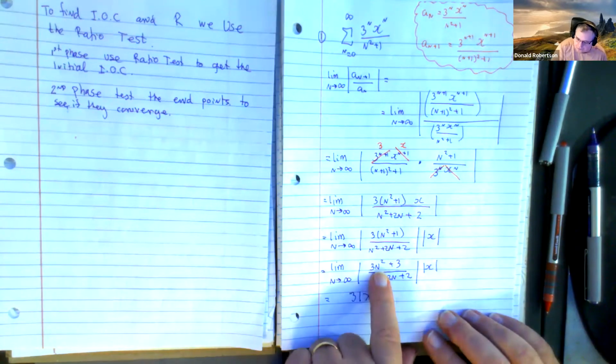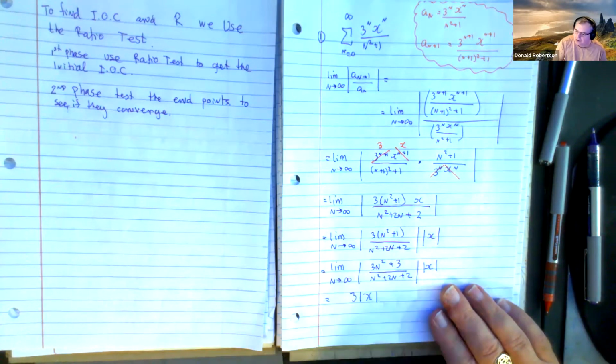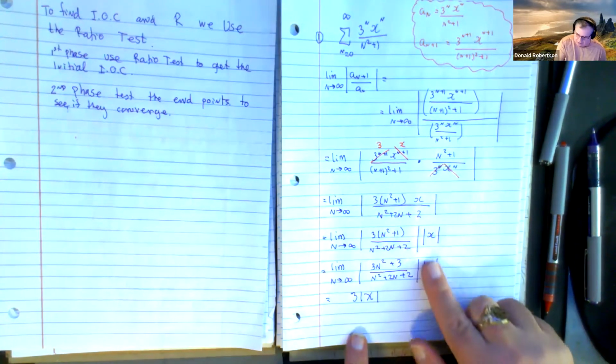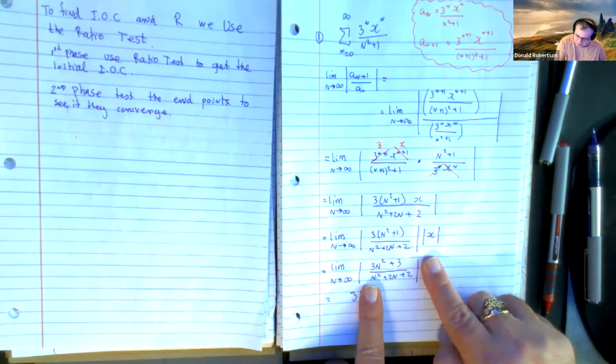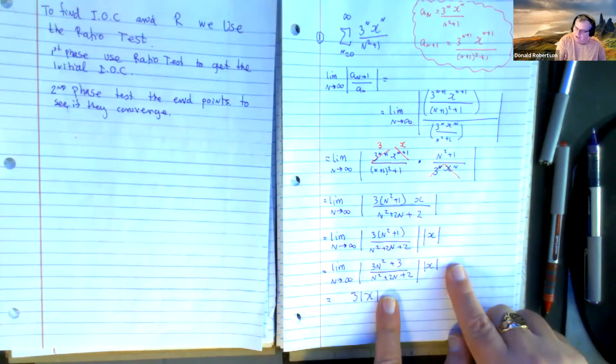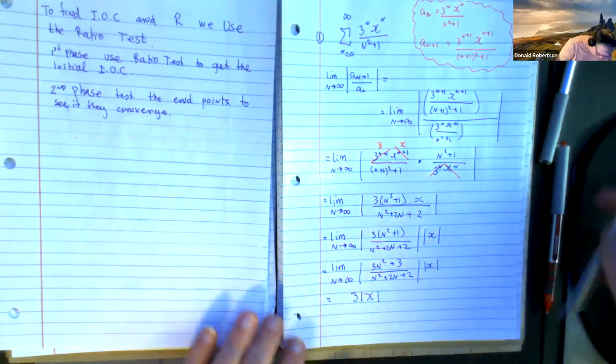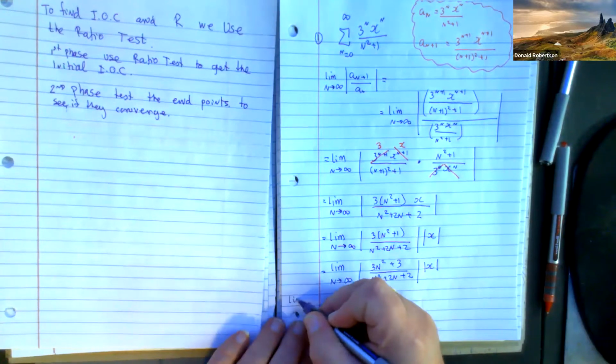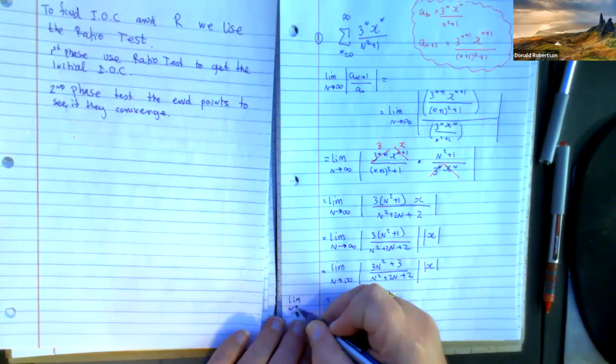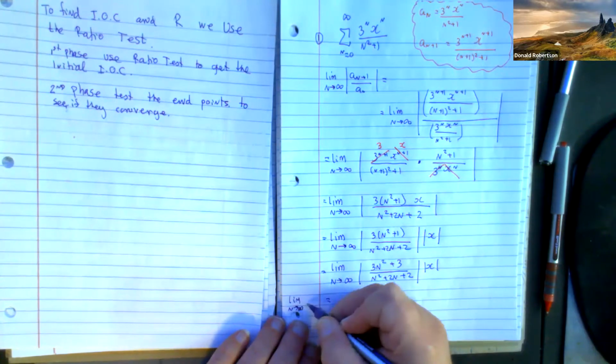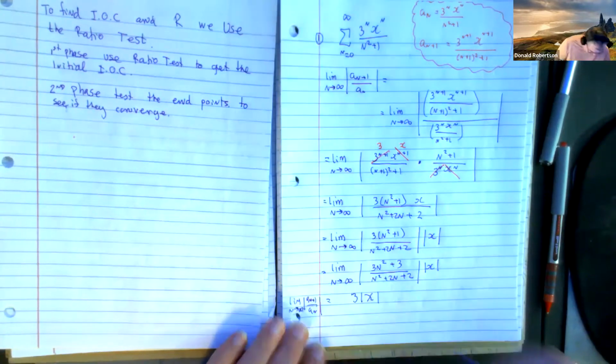Now, you could also have found the answer by doing L'Hopital a couple of times and you would have got 3, right? So that bit's 3 absolute value of x. So all we've done right now is find out what the limit of the ratio as n tends to infinity is. And it ends up being that.